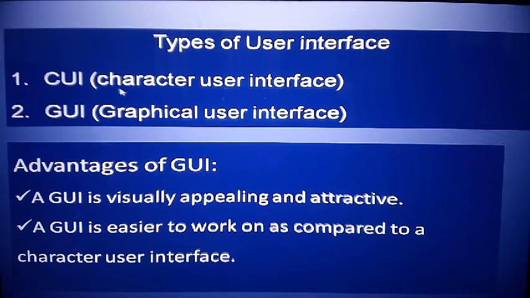Character means only the keyboard keys. With the help of the keyboard you write. But graphical means we can see everything, and with the help of the mouse we can do work. Advantages of GUI: a GUI is visual, appealing and attractive. Why? Because we can see all the images. GUI is easier to work on compared to the character user interface. So GUI is better in comparison to CUI. CUI is a blank screen and so tough for writing. Why? Because I can't see anything.